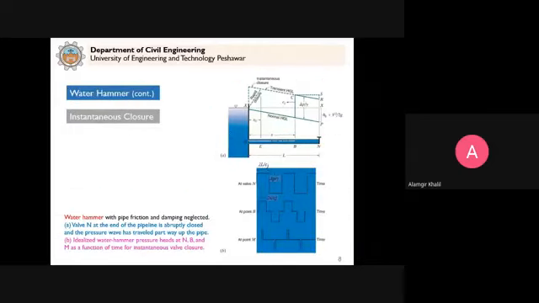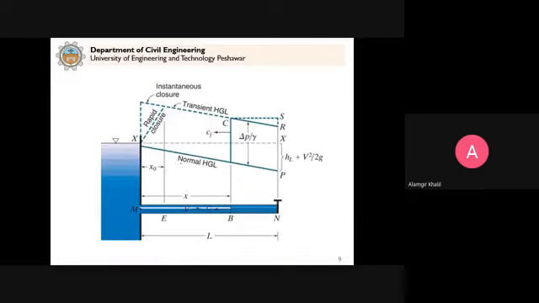First we consider the instantaneous closure. What we see in this diagram is a reservoir, and from the reservoir the water flows in a pipe. This is what we studied so far, and this water flows out from this pipe. This is the case we have considered so far.